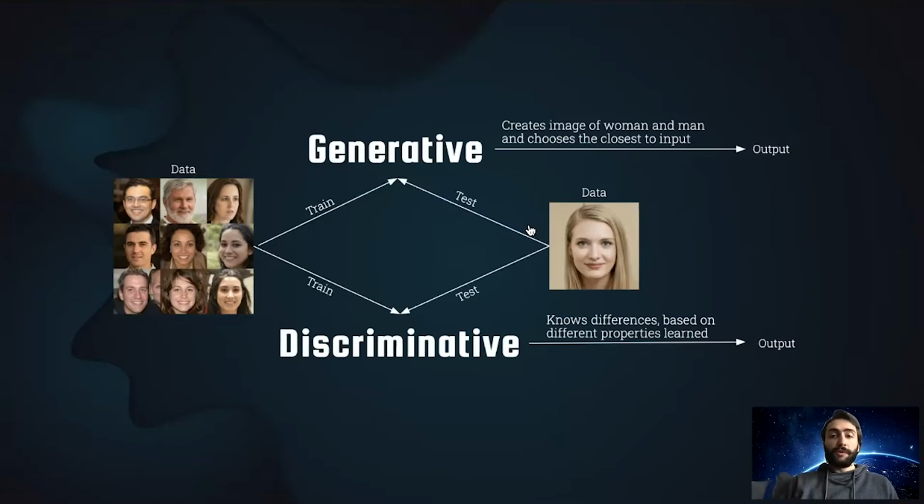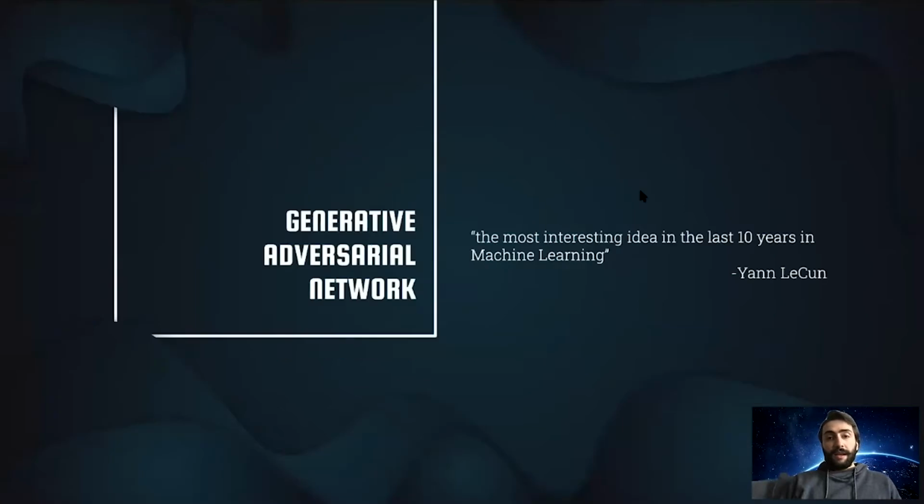The generative model will create images of women and men and choose the gender based on the similarity between the input data and created data. On the other hand, discriminative models already know the difference between images of men and women and can output an answer based on the properties found in the image. Okay, that is the general overview of discriminative and generative models.